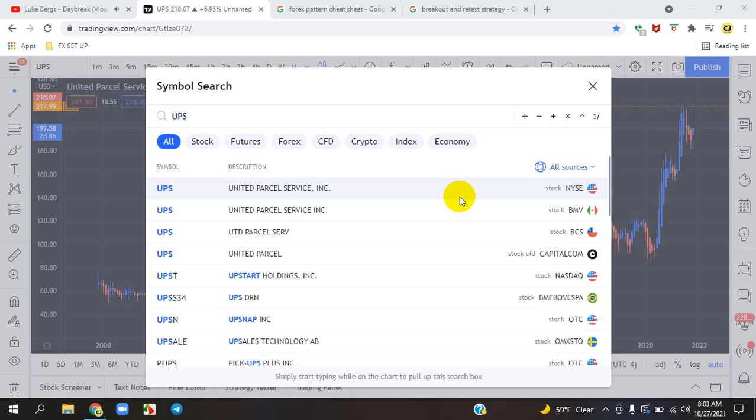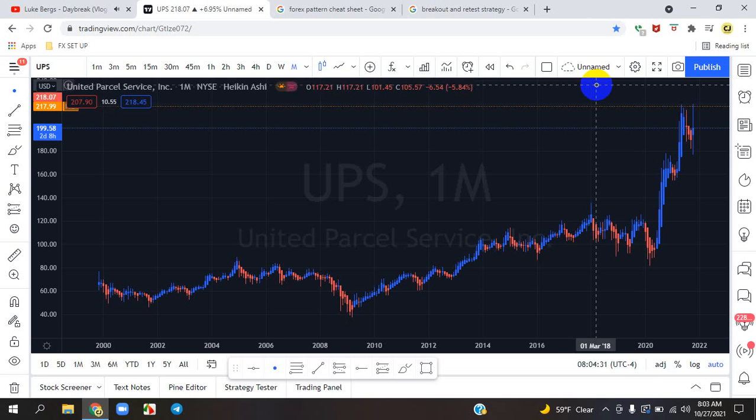We are here with Running the Levels, looking for market structure and patterns. Okay, guys, we are marking up UPS stock. Let's take a look at what's going on. We're going to look for some patterns in the market.